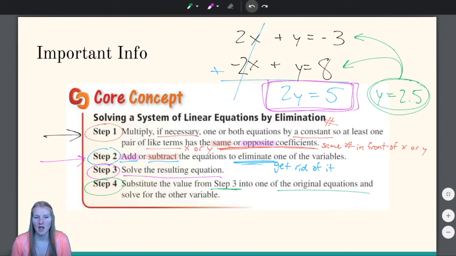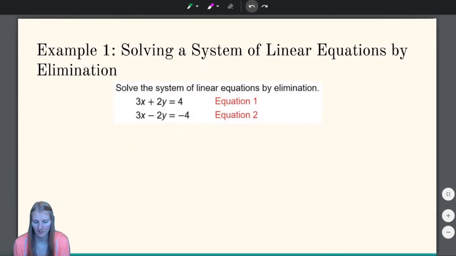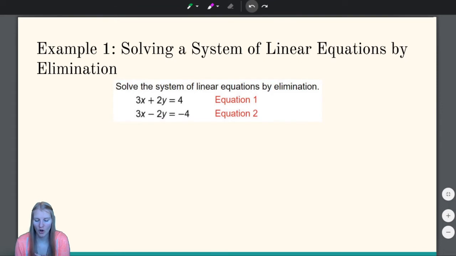Wonderful. So maybe you understood what we were talking about here. Maybe you are horribly, horribly confused. Either way, I think it's time to jump into an example. So we're going to solve a system of linear equations by elimination.